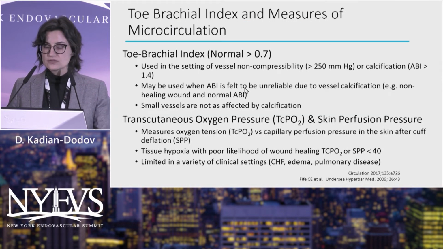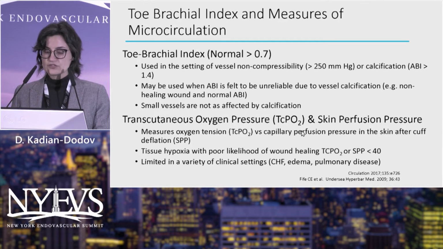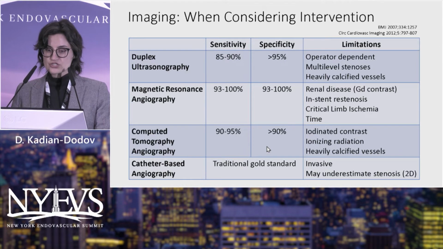So what can you do? Again, the TBI cutoff is 0.7. This works because the smaller vessels are not subject to calcification as much as the larger vessels are. You'll probably hear about some other measures, and they're making their way into the guidelines now, for transcutaneous oxygen pressure and skin perfusion pressure, which are other measures of microcirculation. The issue with these is they're not widely available, and they're also limited in a variety of clinical settings, including heart failure, pulmonary disease. But you will see those in the literature.